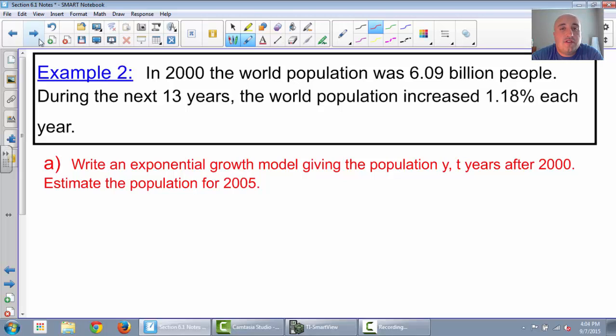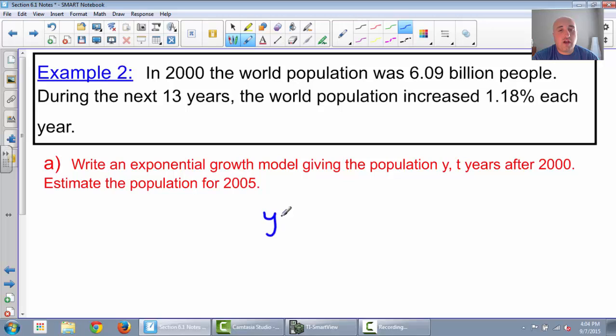All right, in the year 2000, the world population was 6.09 billion people. During the next 13 years, the world population increased 1.18% each year. So that's just giving us some general knowledge about the situation here. Part A says, write an exponential model giving the population y t years after the year 2000. And then it wants us to estimate the population for 2005. So first we need an equation. That's what it's asking us to do. So let's get an equation.